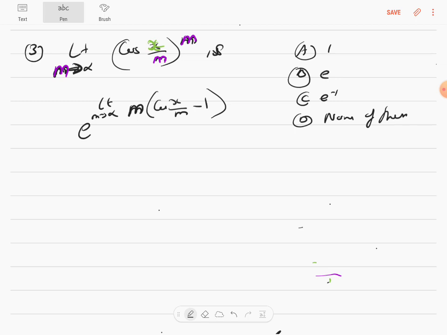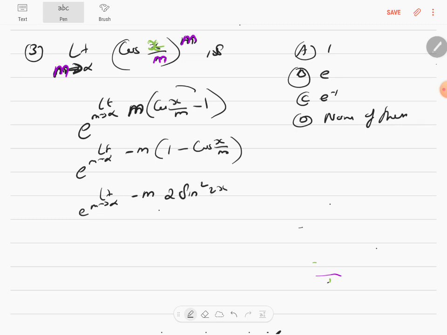Just like sin theta by theta, tan theta by theta, you have all these properties through which you can do the sum. So m into cos x by m minus 1. Bring it forward and write that cos minus 1. Okay, so then once you do that, e to the power limit of m tends to infinity, it is 1 minus cos theta. So you can take in the format, if you take minus m out, it will be 1 minus cos x by m. And 1 minus cos theta is 2 sin square theta by 2. So minus m into 2 sin square x by 2m. Okay, so then there is an e to the power. This whole thing is happening as e to the power.